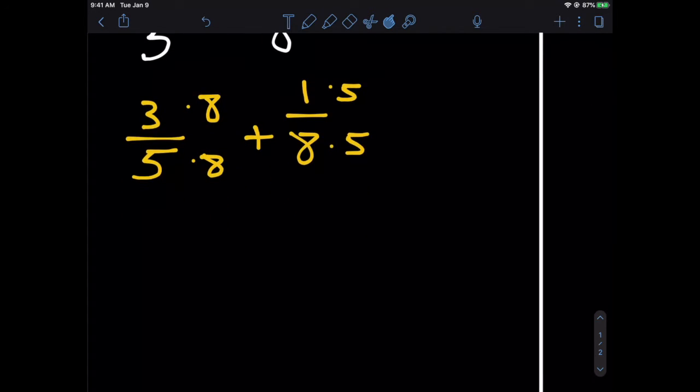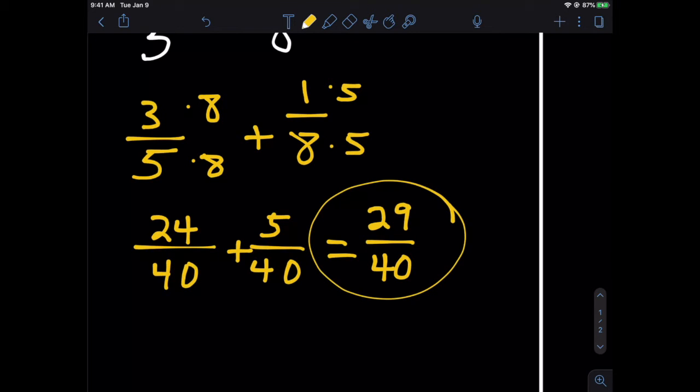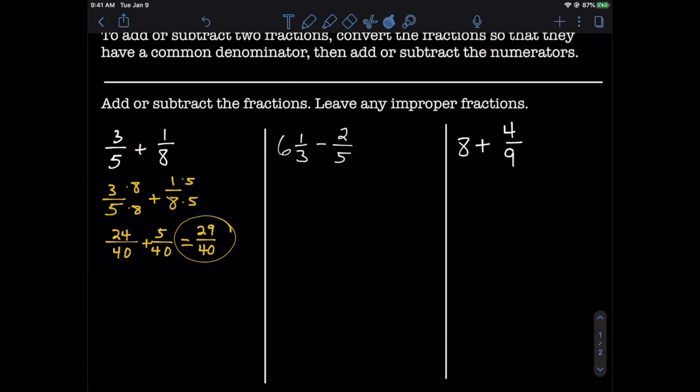Now we just multiply and then we'll add across the top. 3 times 8 is 24. 5 times 8, of course, is 40. And then our 1 times 5 is 5, and 8 times 5 again is 40. So we are going to add across the top. 24 and 5 together gives us 29, and our denominator stays the same at 40. This is our final, most simplified answer. You can take my word on that one.